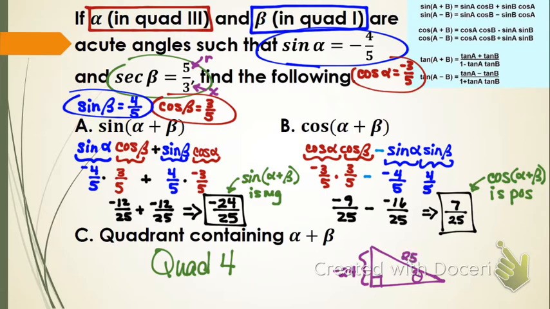And this is 25. It's describing ratios for me. But it's an actual value. If you wanted to put a variable to it, it's what happens when I apply the sine function to this angle alpha plus beta. I don't know what that angle is, but I do know it's in quad 4. Does that help a little bit? Okay.